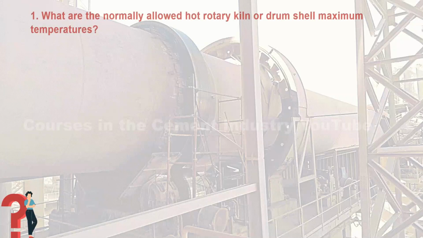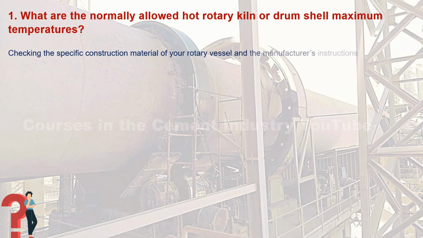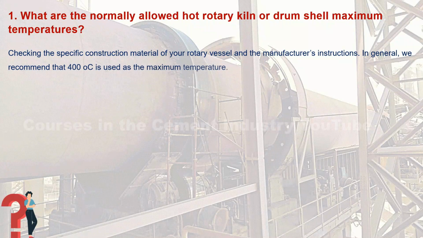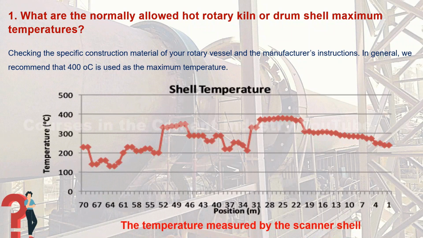Question 1. What are the normally allowed hot rotary kiln, or drum shell, maximum temperatures? Answer. Check the specific construction material of your rotary vessel and the manufacturer's instructions. In general, we recommend that 400 degrees is used as the maximum temperature. In this picture, the temperatures along the rotary kiln shell can be seen, which are measured by its shell scanner.